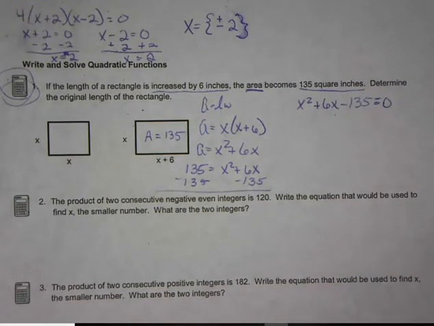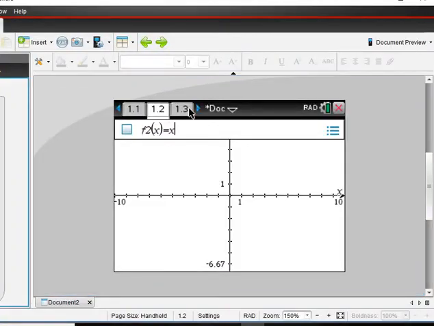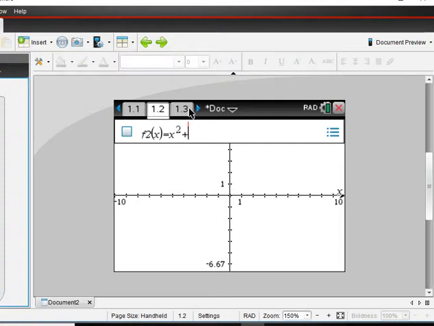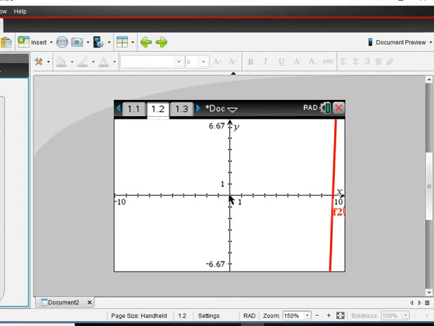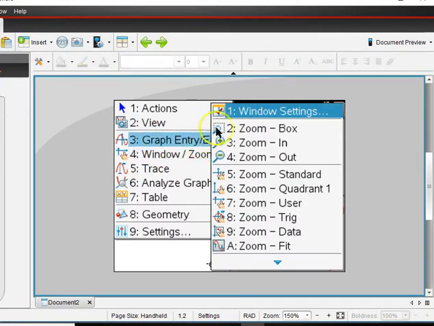So all we're going to do is switch over to our calculator, and we're just going to type in our equation, x squared plus 6x minus 135. Okay. Now, this one will have a root on the outside, but look, we only really care about this root that's in the positive direction. Remember, we only care about the positive one because we're talking about length.